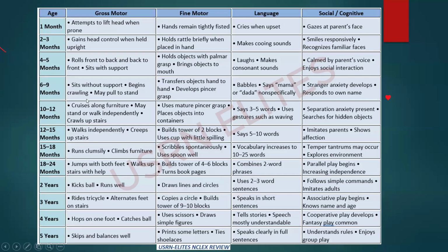Okay. So they can sit between 6 to 9 months. They can sit without support. Like we said already, begins crawling, may pull to stand. Okay. They can transfer objects hand to hand. Okay. So you can get a question.